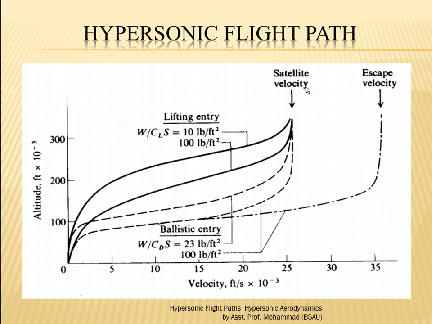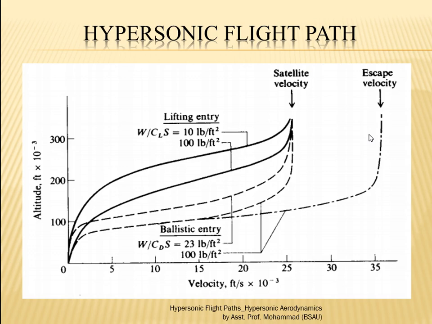The other one is escape velocity entry. In the case of escape velocity entry, the vehicle breaks away from the influence of some different planet, a different celestial body, and then re-enters the Earth's atmosphere. Then we call it escape velocity entry.